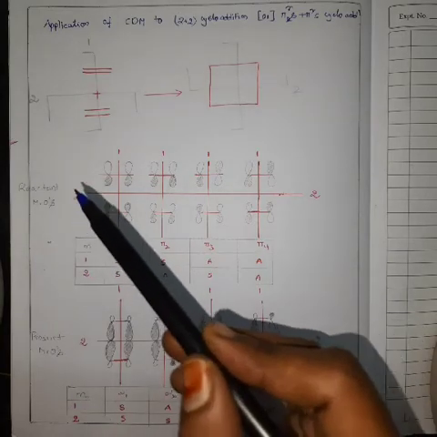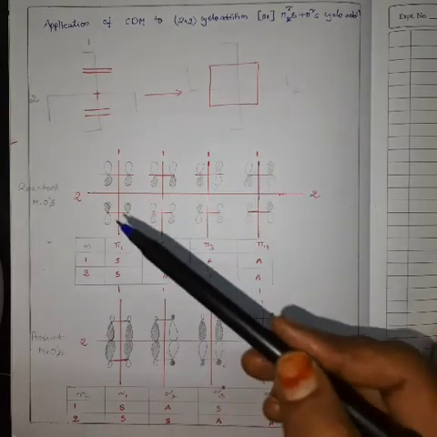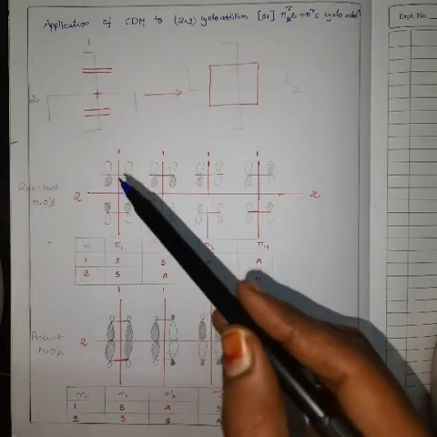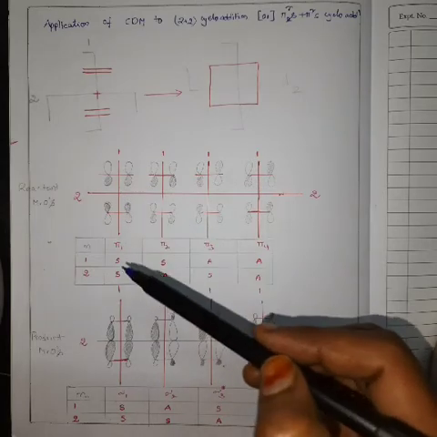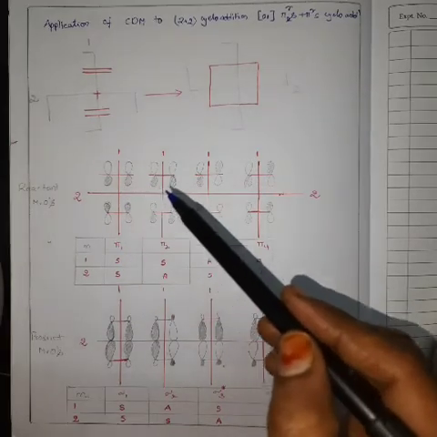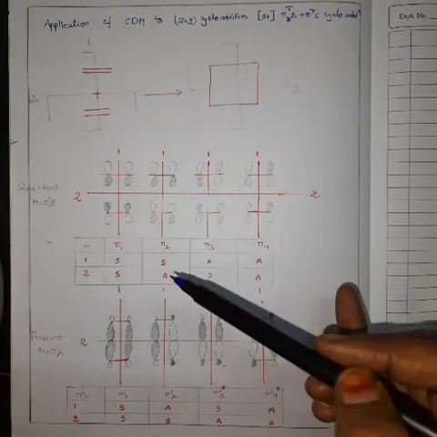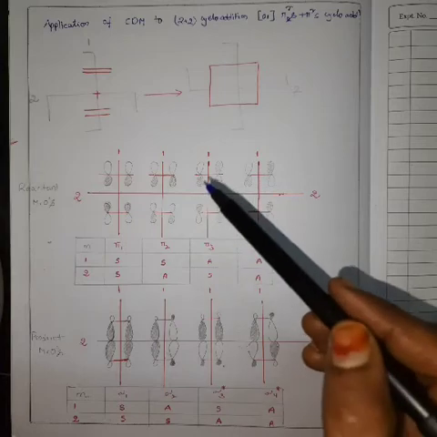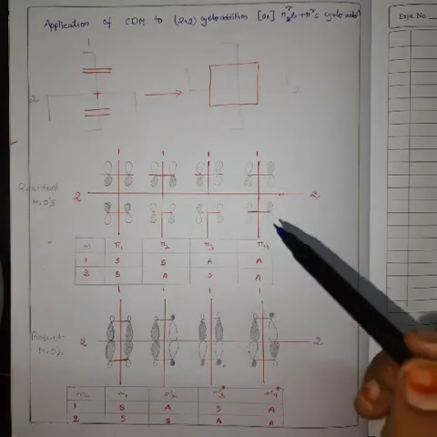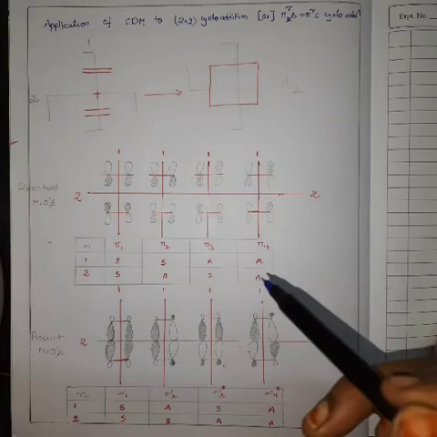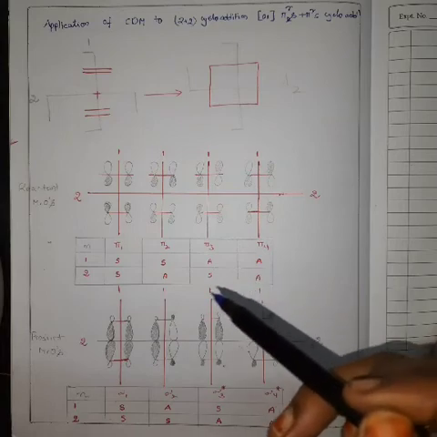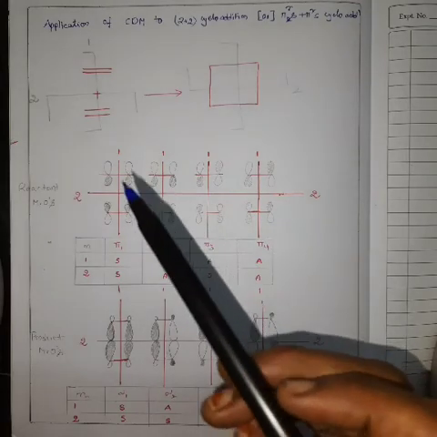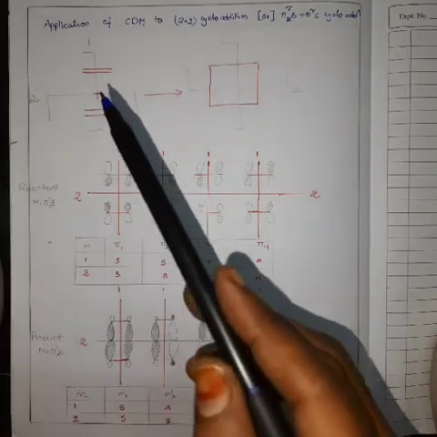According to horizontal plane 2, the pi 1 orbitals are symmetric and pi 2 orbitals are anti-symmetric. Pi 3 orbitals are symmetric and pi 4 orbitals are anti-symmetric. So these are the symmetry elements present in the molecular orbitals of ethylene molecules.